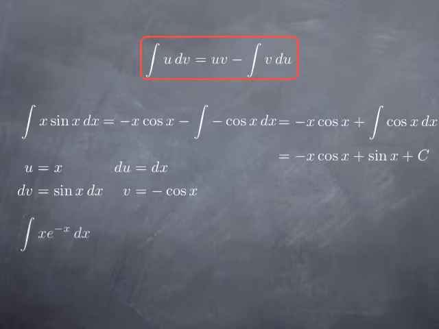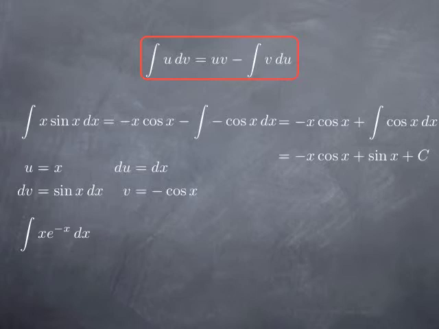Let's look at a second example, a pretty similar one. We want to integrate x e to the negative x. Again, I have to pick what is going to be u, what is going to be dv. Again, the rule of thumb is the same. I'm trying to simplify.